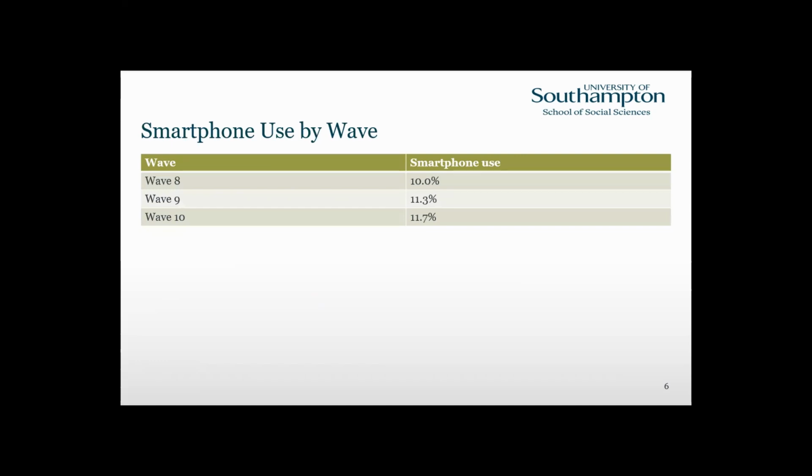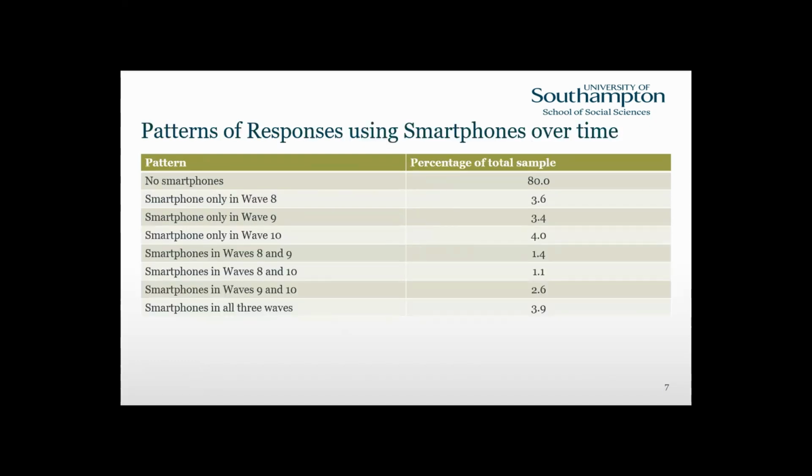Just a little bit of descriptive statistics. Smartphone use by wave, because, as I mentioned, one of our main focuses is smartphone users. In wave 8, 10% of our sample used a smartphone. Wave 9, 11.3%, and wave 10, 11.7%. So not a massive proportion of those using smartphones. And I think this table is quite interesting. If you look across all waves, 80% of the sample didn't use a smartphone at all at any of the points. And only 3.9% of respondents used a smartphone in all three waves.